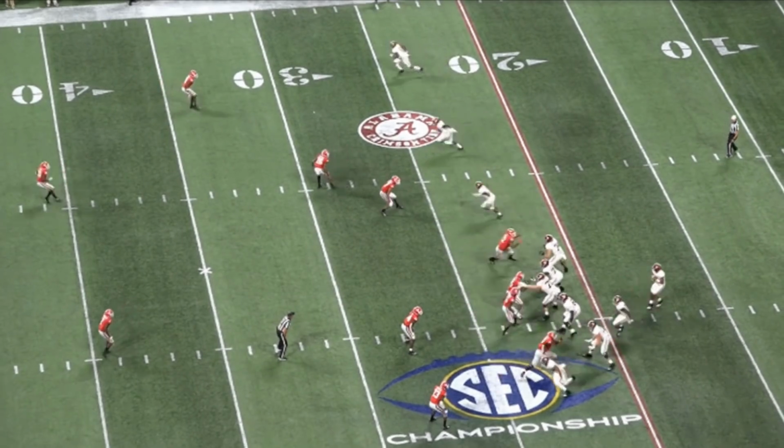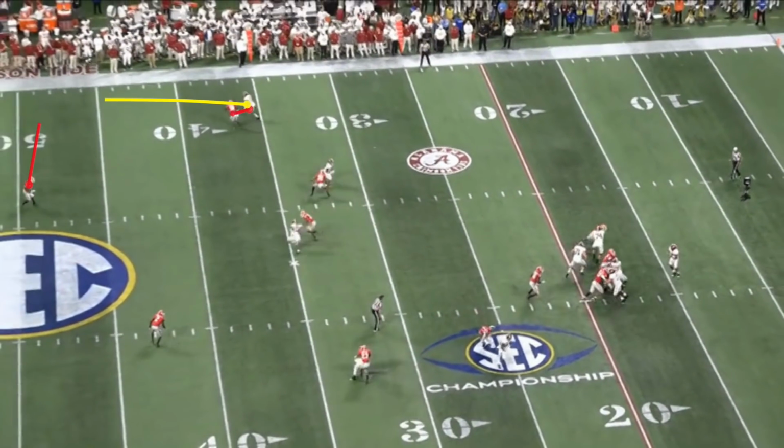Right as Tua hits the top of his drop, you've got a corner over the top of the 9 route and a deep half safety, so throwing that would be pretty much suicide. The snag out from the number 2 is technically there, but not by much, and if he missed it inside even by a little bit, that could easily be a pick six, so it's not a smart throw there either.